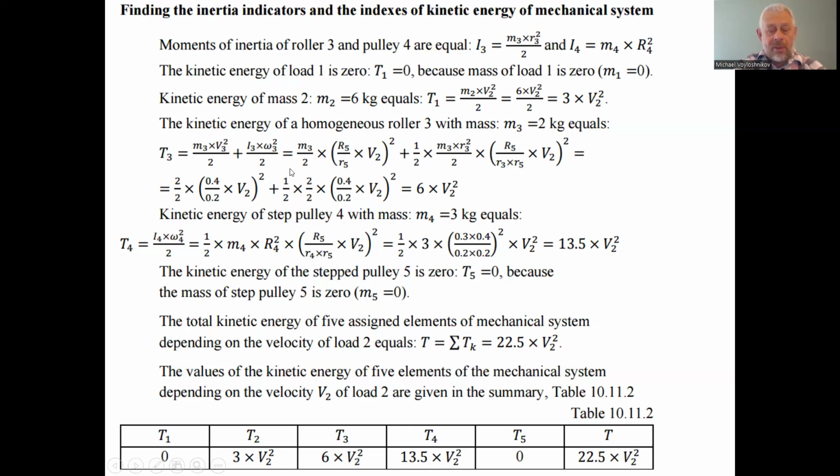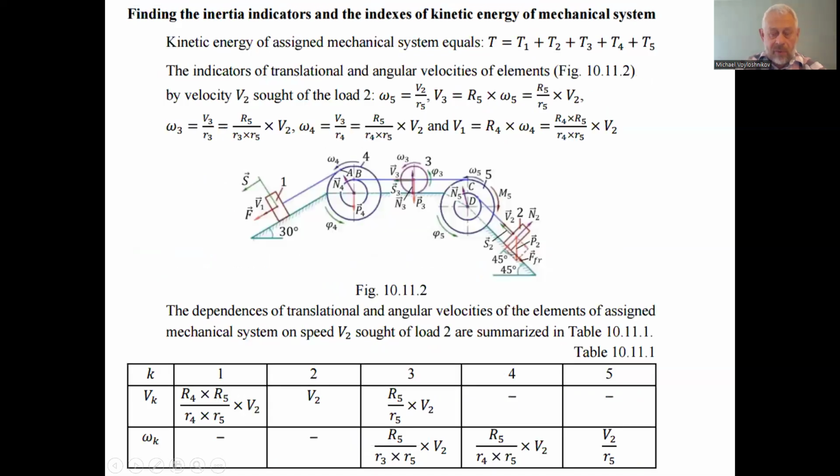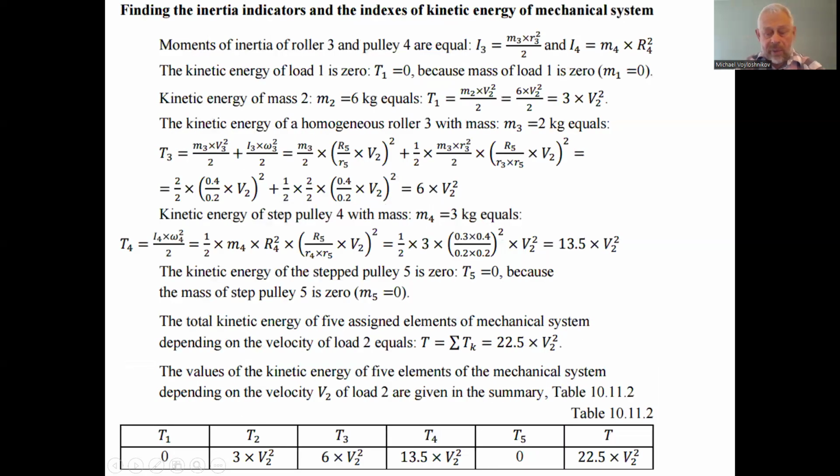And this 2 comes from the formula of the kinetic energy of rotation, multiplied by the squared angular velocity of rotation. This omega 3 we got before, in dependence on the translational velocity of the second load. So omega 3 is equal to r5 divided by r3, multiplied by the v2 velocity, the magnitude of the velocity of the second load we have to find, squared. We don't forget that in kinetic energy this is the squared magnitude.